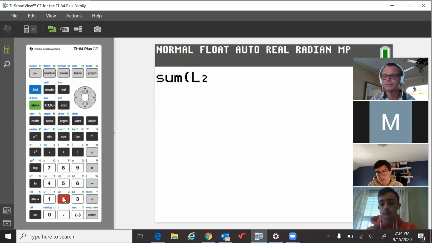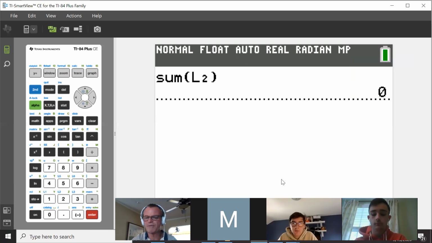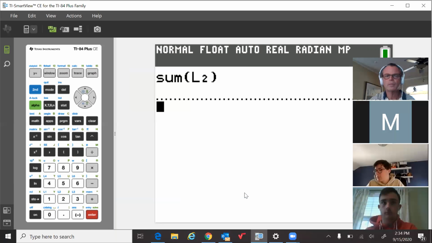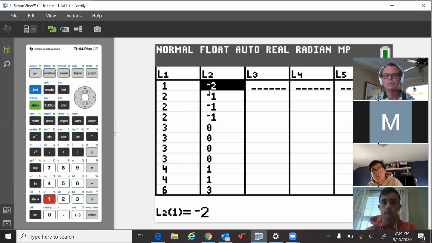What's that going to be? It's going to be 0. It's going to be 0 by definition. Does that make sense? So the point is, when I go to stat edit, list 2 is no good to me, because it all adds up to 0. But that's implying to you that every value is 3, and it's not.